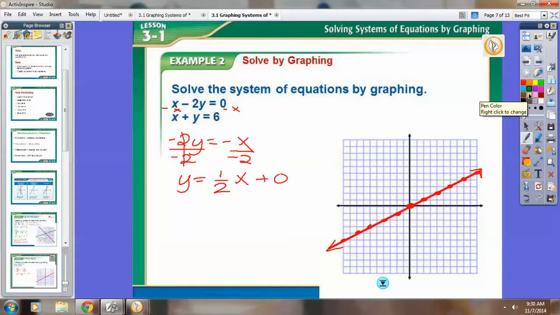For the second equation, I'll subtract x. Y equals negative x plus 6. Y-intercept at 6. Slope of negative 1. Go down 1 and right 1 until your lines intersect. That should be sufficient.